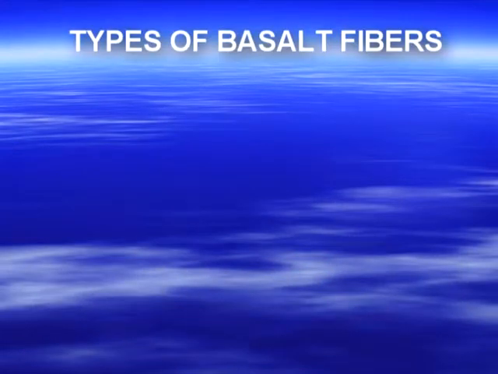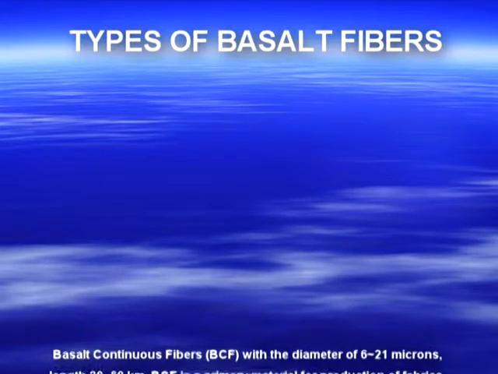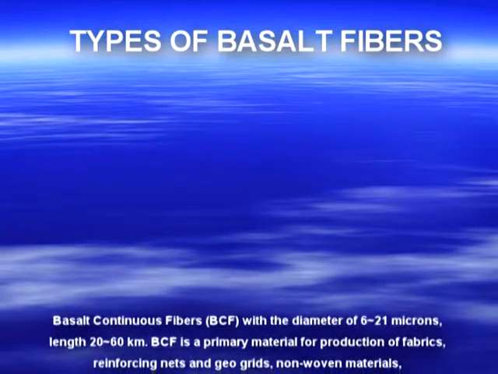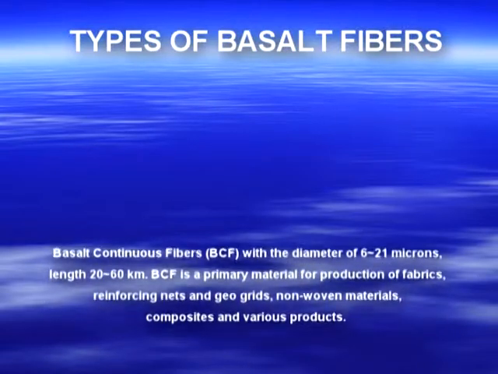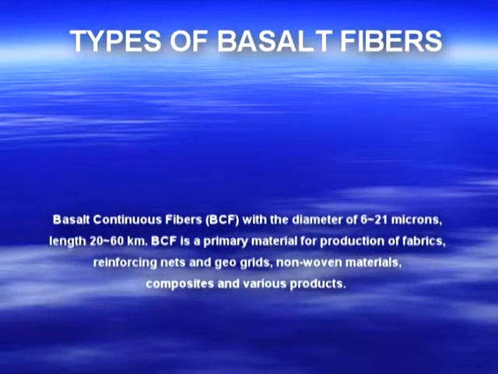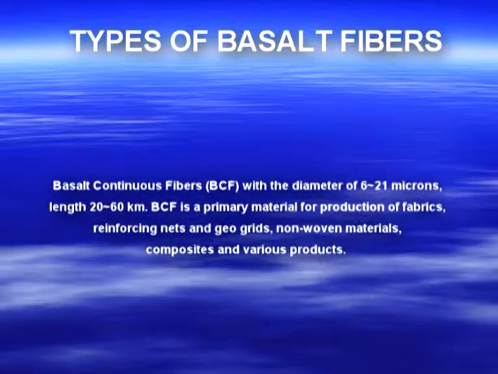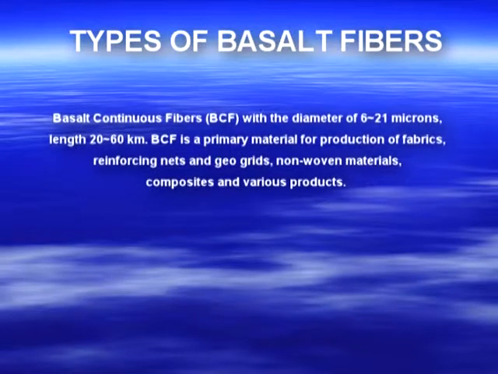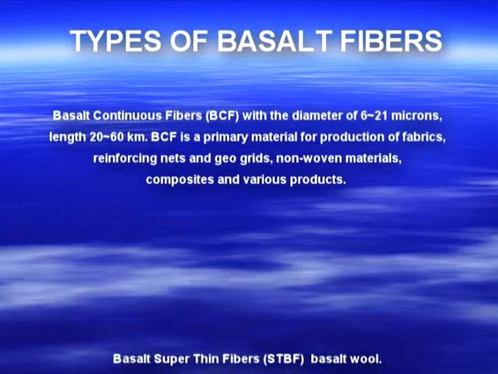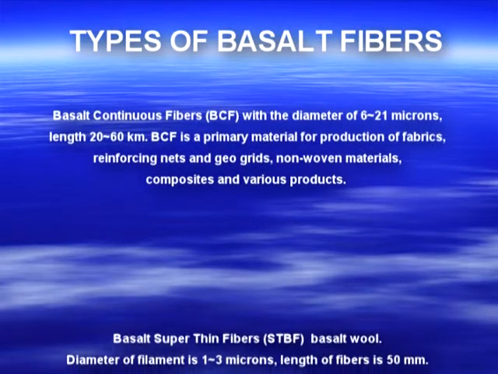Types of basalt fibers. Basalt continuous fibers (BCF) with a diameter of 6 to 21 microns, lengths 20 to 60 kilometers. BCF is a primary material for production of fabrics, reinforcing nets and geogrids, non-woven materials, composites and various products. Basalt super-thin fibers (STBF), basalt wool.